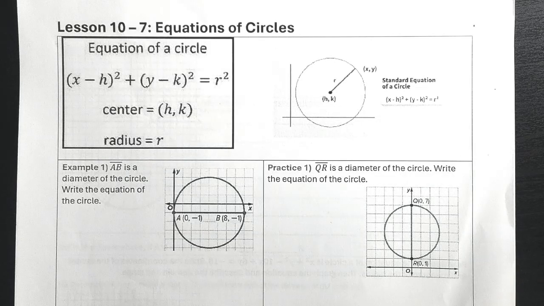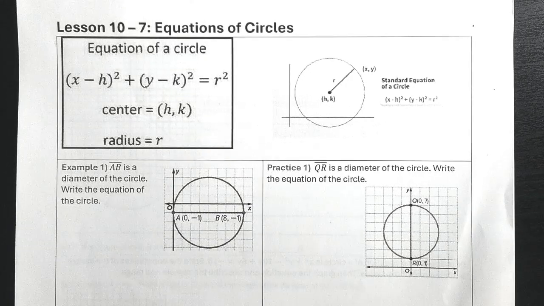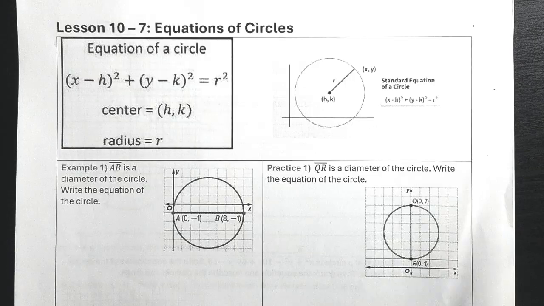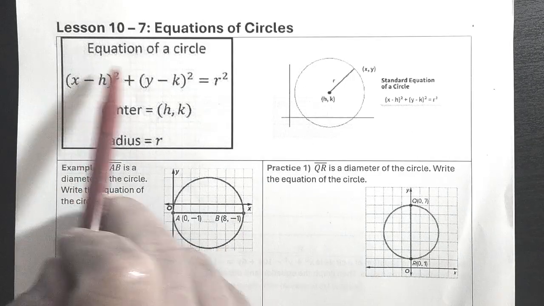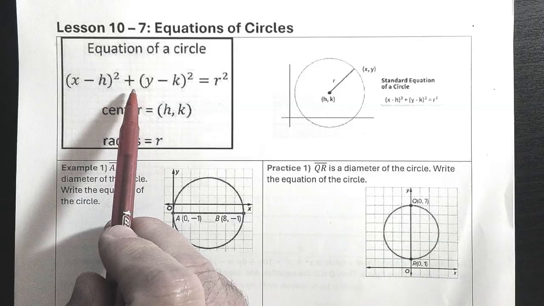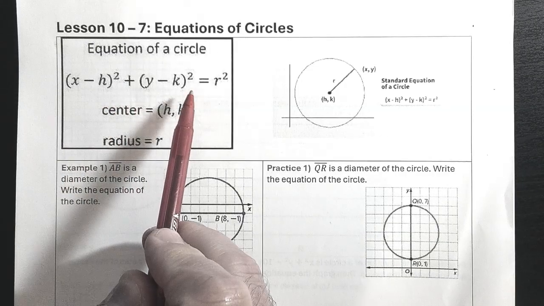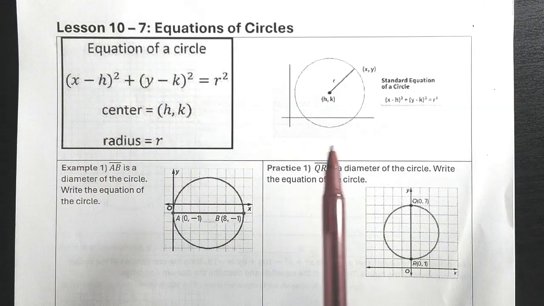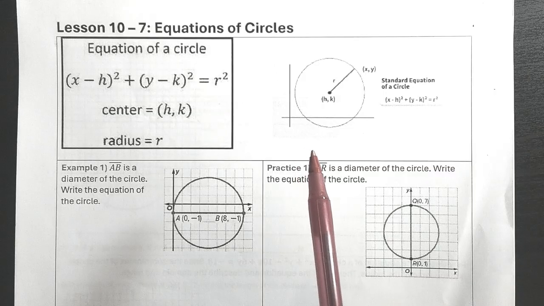Welcome back, students. In this video, we're going to cover lesson 10-7. This is equations of circles. So, put my pen here. All right, so the equation of a circle is going to be x minus h squared plus y minus k squared equals r squared.